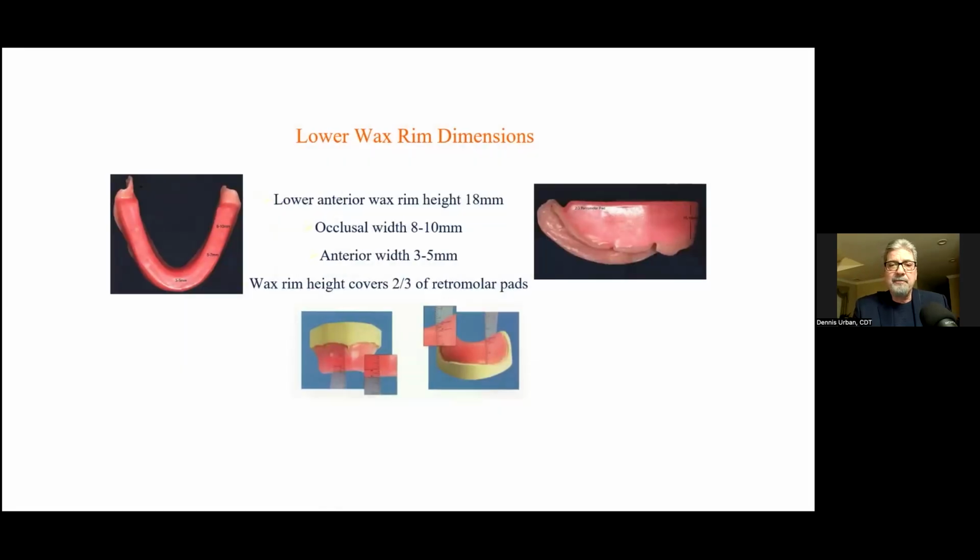And on a lower, we're going about 18 millimeters from the periphery to the incisal edge, and the same occlusal width and anterior width. But that wax rim is going to cover 2/3 of the height of the retromolar pad, because that's where the second molar is going to wind up. So we try to contour these occlusal rims correctly, so it's less chair time for you cutting away wax and adding wax in the operatory.